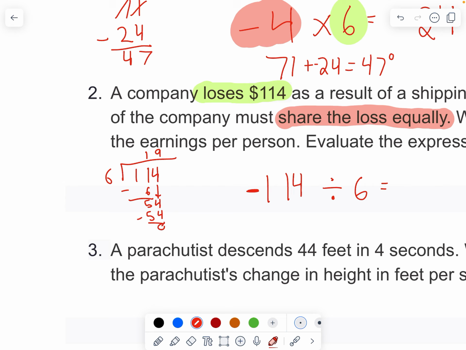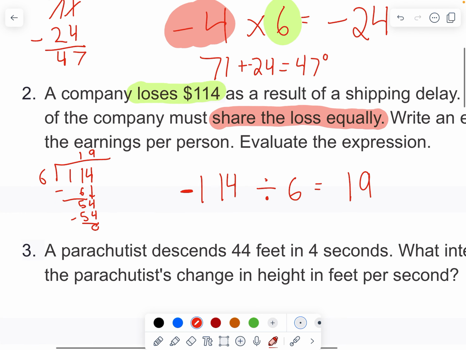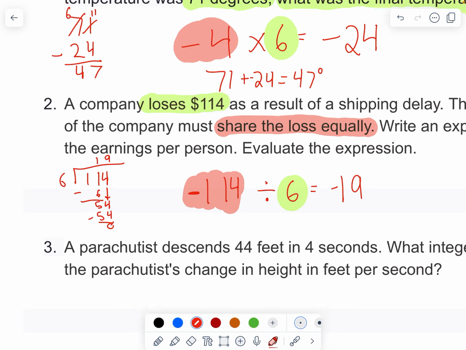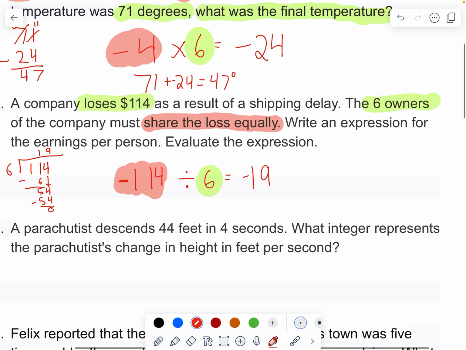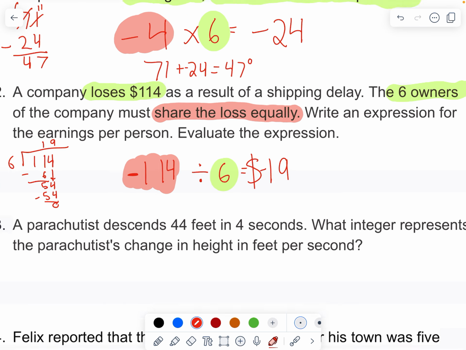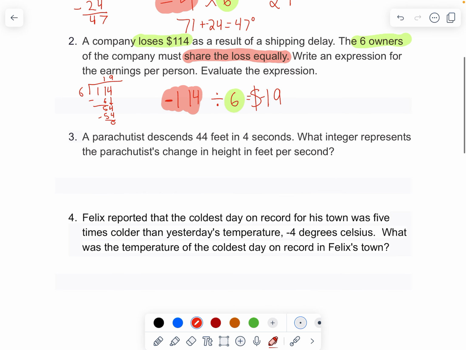So we're good. So this is going to be 19. We did have a positive number and a negative number, which means we should have a negative answer. And we're working with money here, so this is negative $19. So go ahead and take a second, pause the video, and try to do these next two.